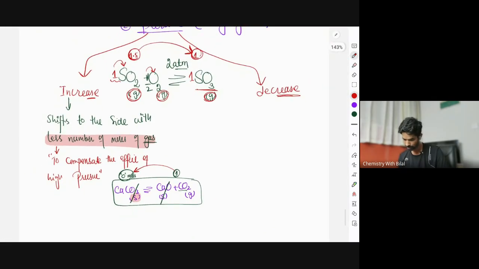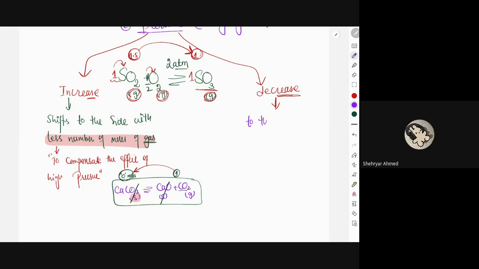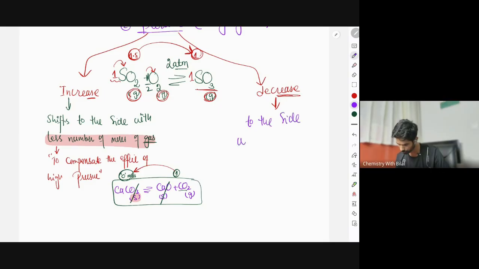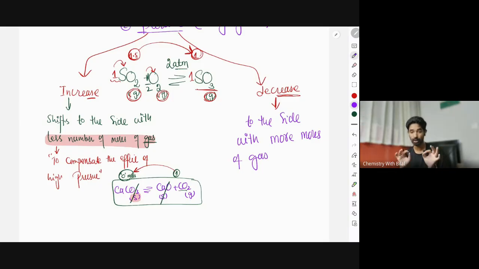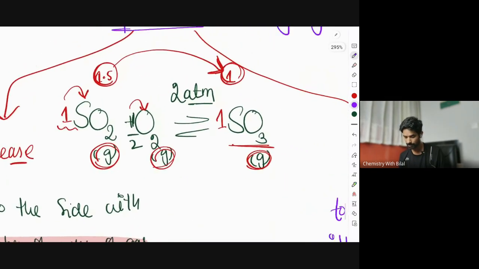Yes. डिक्रीज में क्या होगा? इसका बिल्कुल opposite, to the side with more moles of gas, more moles of gas. So whenever you decrease the pressure of a system which is at equilibrium and it involves some gases, सारी gases होंगी या कुछ gases हैं, so decrease in pressure favors that side where we have greater moles of the gas. Okay, let's look at the same example.